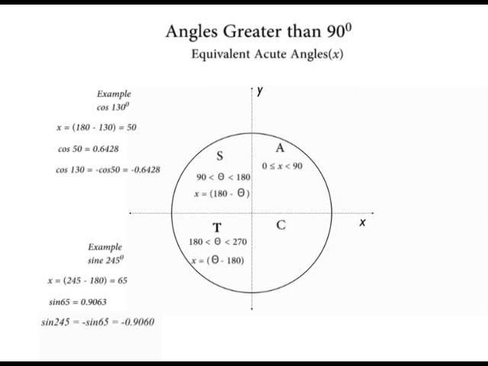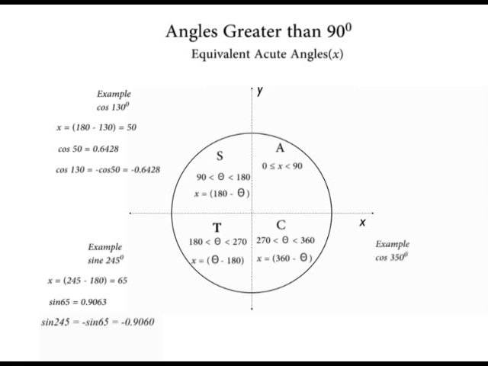Quadrant C includes all angles greater than 270 degrees up to 360 degrees. All are reflex angles. Given a reflex angle theta in the fourth quadrant, the equivalent acute angle is given by 360 minus theta. For example, cos 350 degrees.